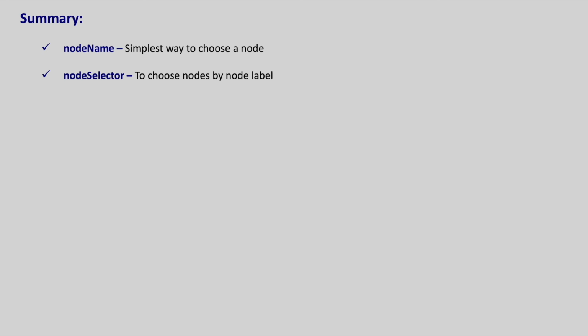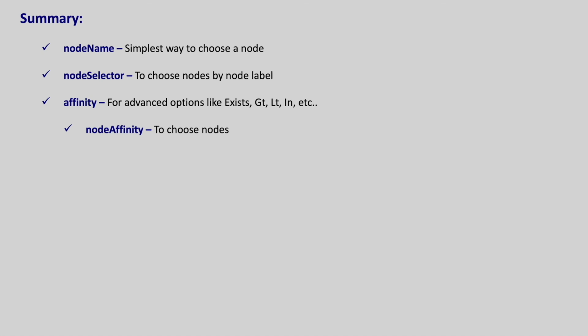Let's summarize what we learned. The simplest way to deploy a pod onto a node is with nodeName. If we want to choose nodes for our pods with labels, then we use nodeSelector. For advanced options like Exists, Gt, Lt, we use Affinity. The affinity can be soft or hard. In Affinity, we have nodeAffinity, which is used to choose specific nodes with these advanced operators. And podAffinity is used to make the scheduler deploy pods to the same nodes where another pod is running, based on the pod's label and topology key.